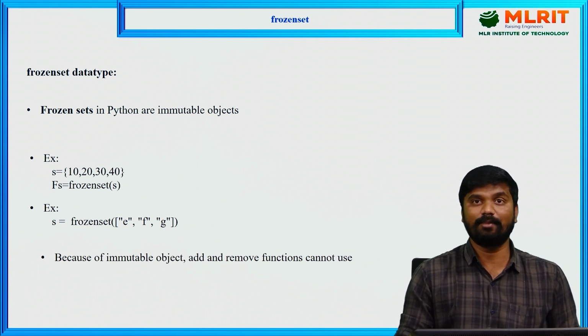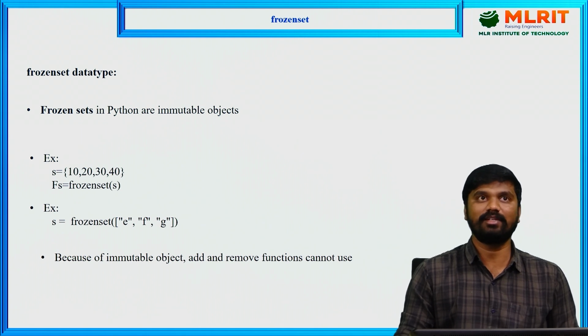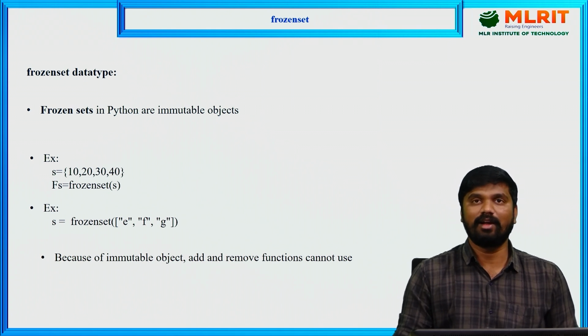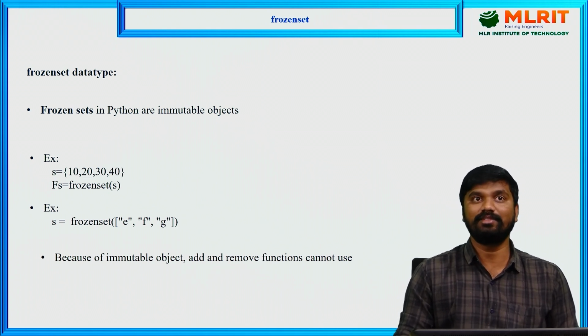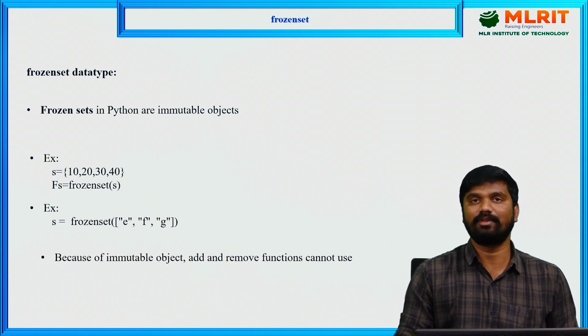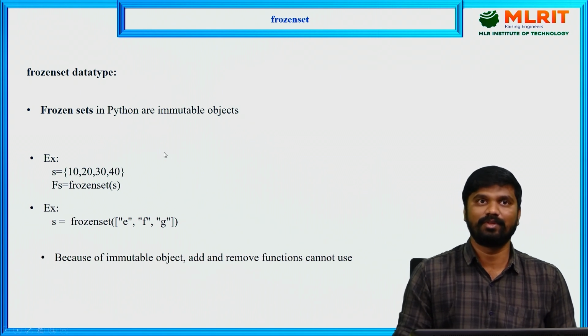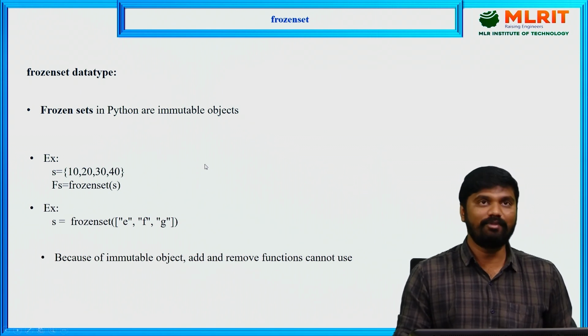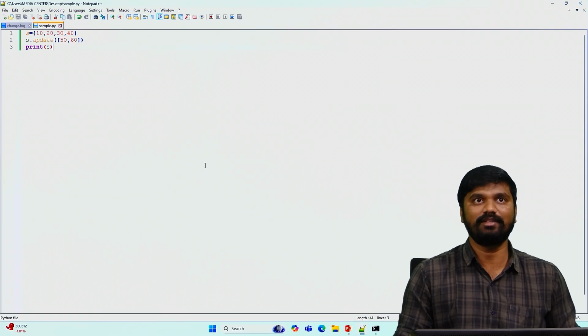So the set data type is a mutable object and the frozenset data type is an immutable object. The remaining is the same. That means the set data type does not allow duplicate elements, insertion order is not preserved, and heterogeneous data type elements are allowed. The same thing happens in the frozenset data type. But the difference is that frozenset is immutable and set is mutable.